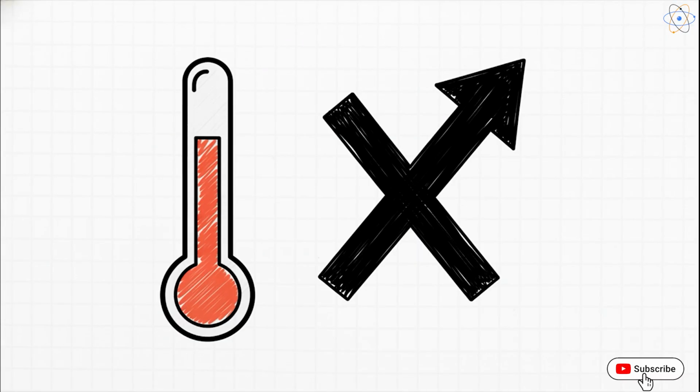Well, if you said scalar, you hit the nail right on the head. Temperature is purely a scalar quantity. It's got a magnitude, like 300 Kelvin, but absolutely zero directional component. You literally can't have a temperature pointing north, and the same goes for things like heat and internal energy. They are pure scalars, through and through.